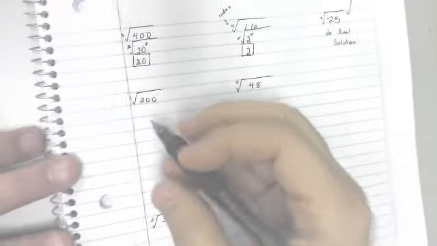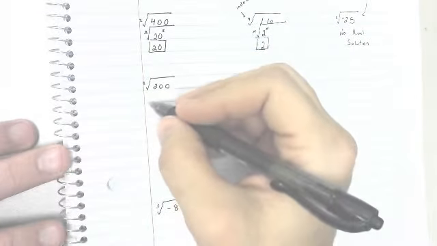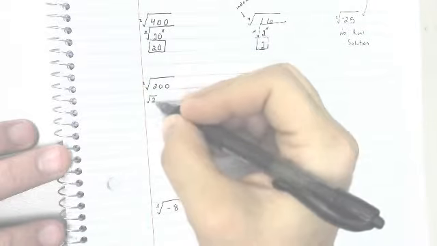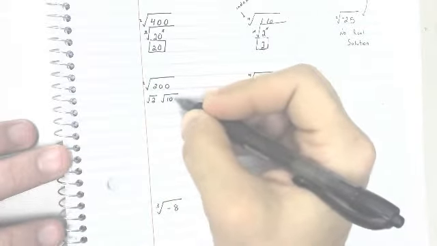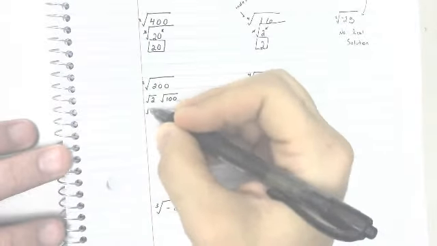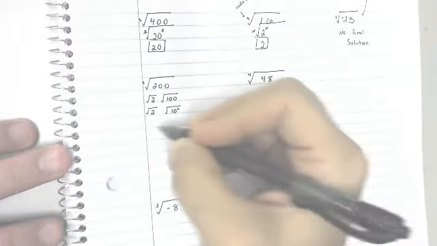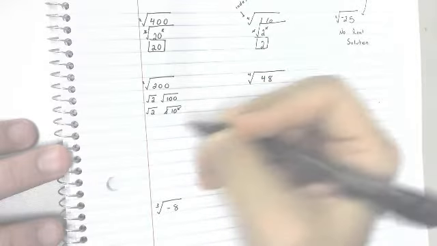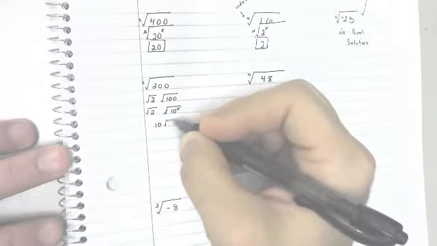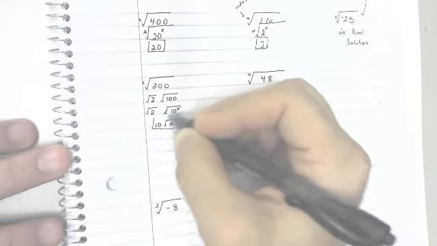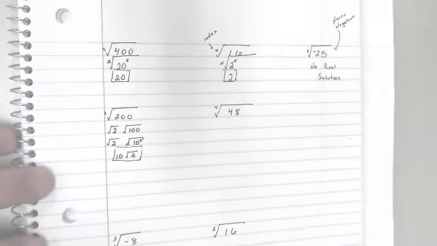The square root of 200. So 200 is the same thing as 2 times 100, 100 being a perfect square. So 100 is 10 squared. So the 10 comes outside of the radical, and the 2 stays inside. So even though that's not a nice rational answer, that is my answer there.